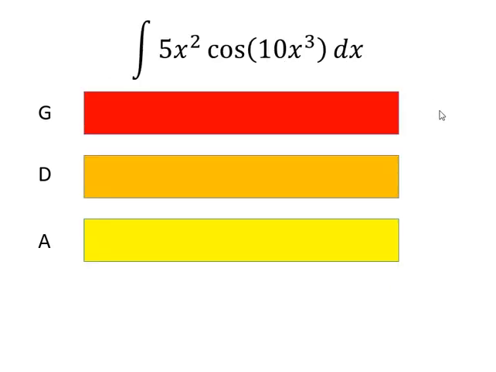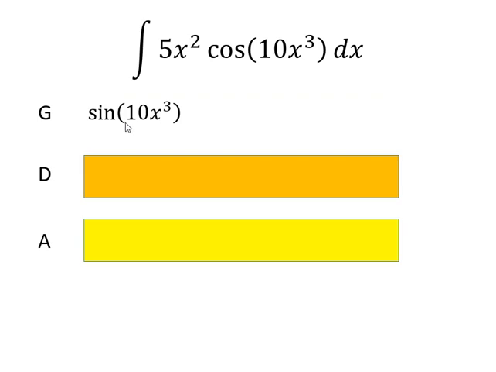One more here. We've got cosine of 10x cubed, and this time out the front we've got a 5x squared. Well, if we differentiate the inside function 10x cubed, then we end up with 30x squared. So this is certainly a multiple of our derivative, so it looks like it's going to work out fine. Our guess this time, rather than cosine of the inside function, we will integrate, so our guess would be sine of that. So my guess is going to be sine of 10x cubed.